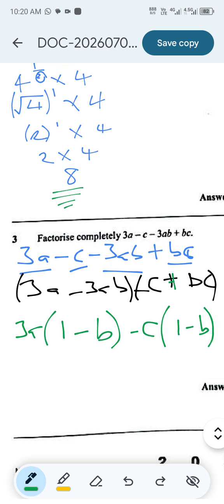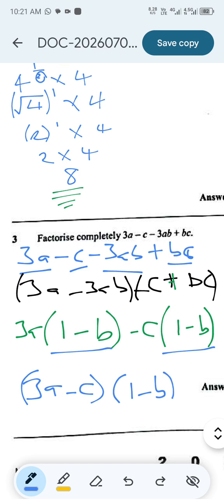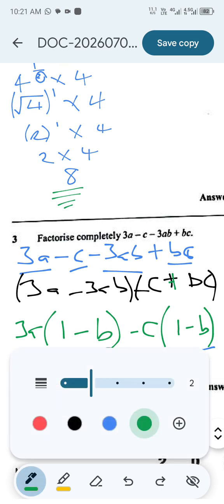So what have you observed? What you have observed is that we are having this bracket which is the same. So we are just going to get (3a - c), then we get 1 from the bracket, (1 - b). Then this remains to be our final answer. This is it basically. It's very much simple.